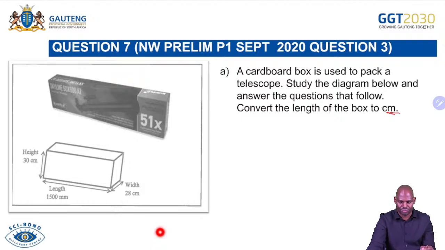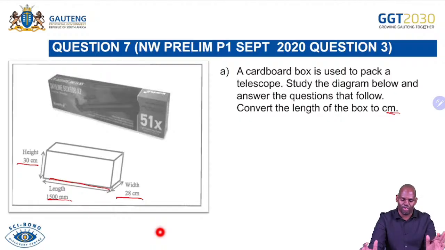Let's see. We've got the length, it's given in millimeters. The height is given in centimeters. The width is given in centimeters. But the instruction is to convert to centimeters. Now, boys and girls, this is one of those easiest questions. You just need to know how to convert from a millimeter to a centimeter.